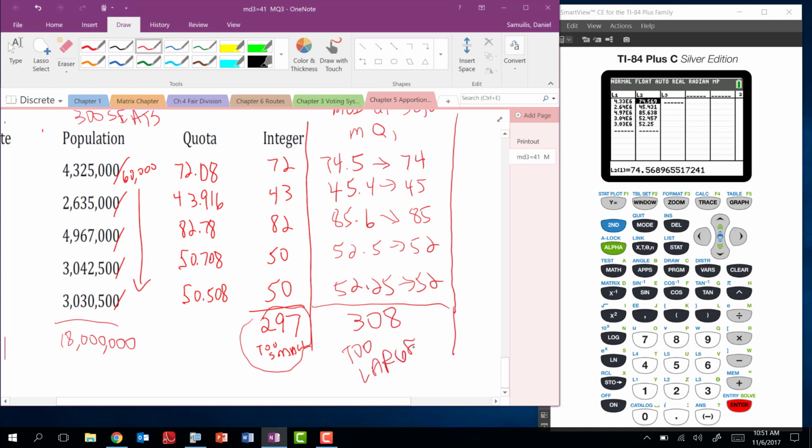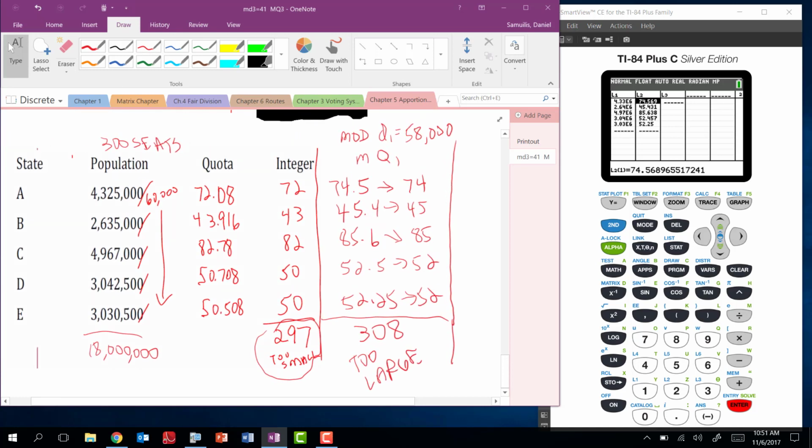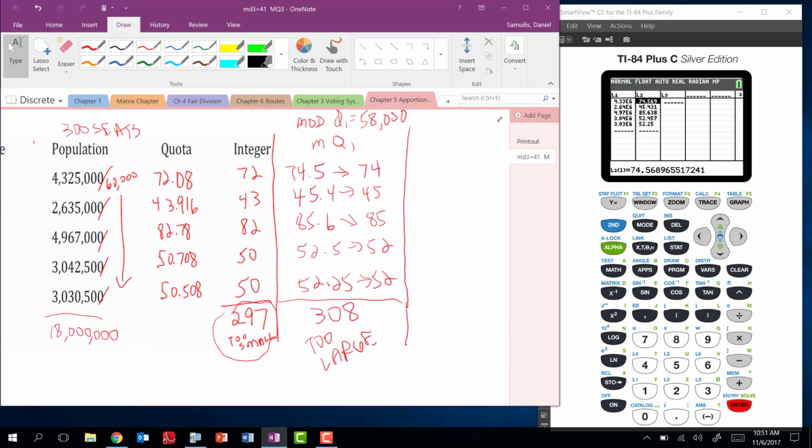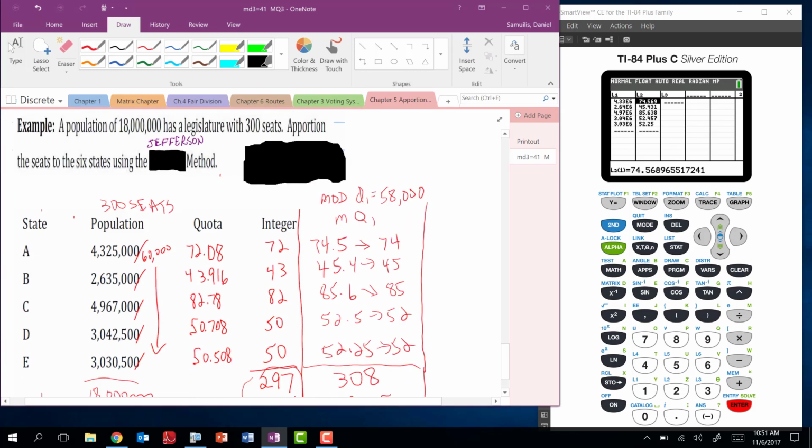Now, this is what I mean about common sense. Should I try 59,000? What do you think 59,000 will give you? An answer that's in between. Look at the bottom. 297 and 308. What's in between 297 and 308 approximately? Like 303, 304? Isn't that still too much? So we just need a little bit of mathematical common sense to choose a good modified divisor in the next.